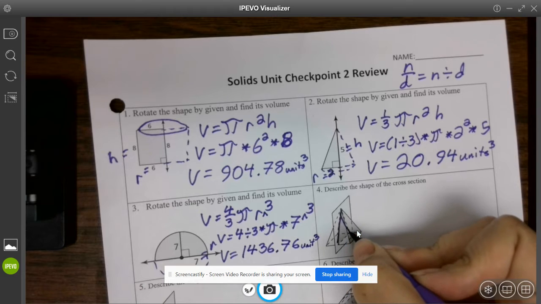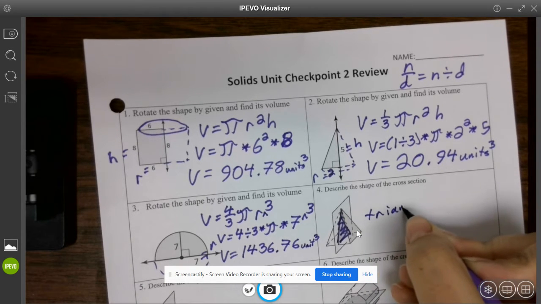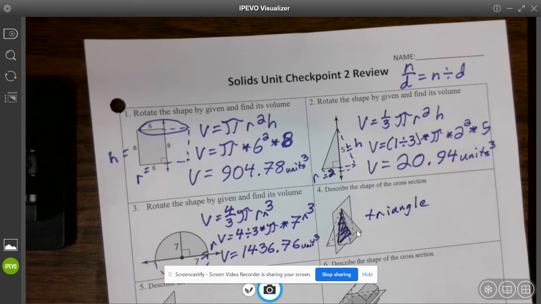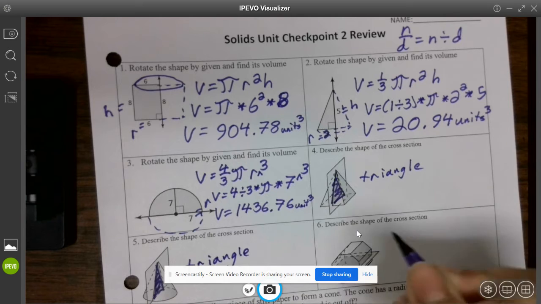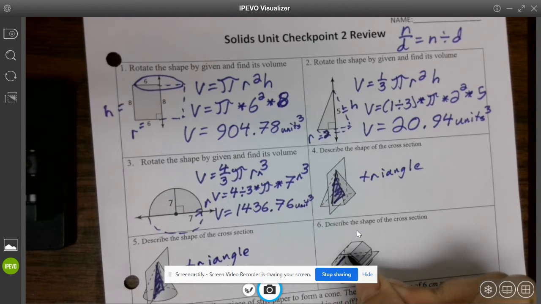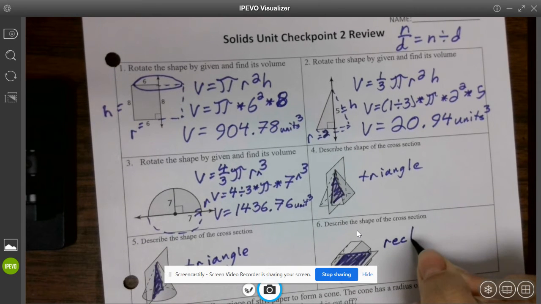Okay, this one, it says describe the shape. So this one would be a triangle. We've got a triangular prism. And this for our cone would also be a triangle. Remember, look for the purple or the darkest part. For our hexagonal prism, that would be a rectangle.